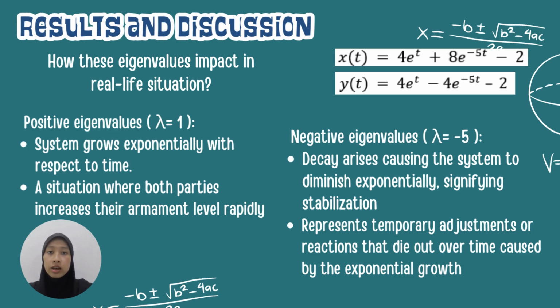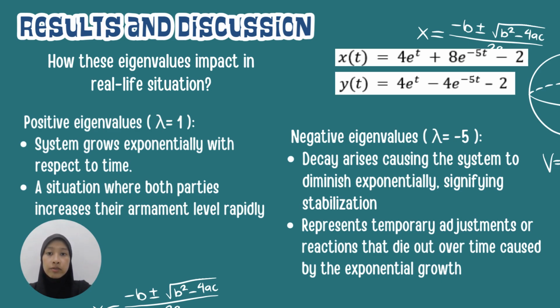This indicates that if one party tries to increase their armaments level, the other might perceive it as a threat and increase their armaments too, which causes both parties' armaments levels to grow exponentially. This can also mean that the escalating tension between parties, where both try to outmatch each other, will lead to a runaway growth in armaments level.